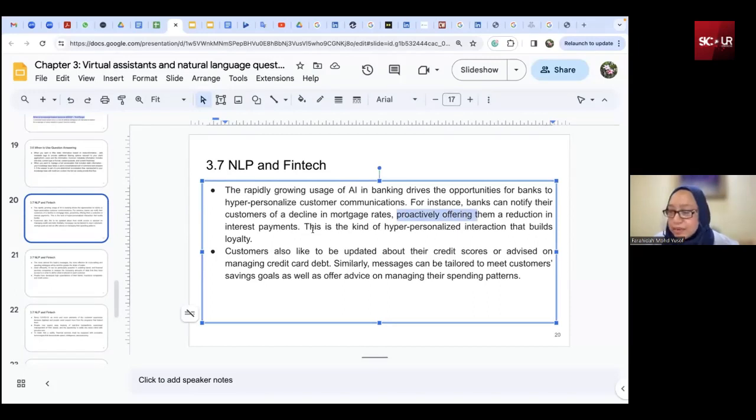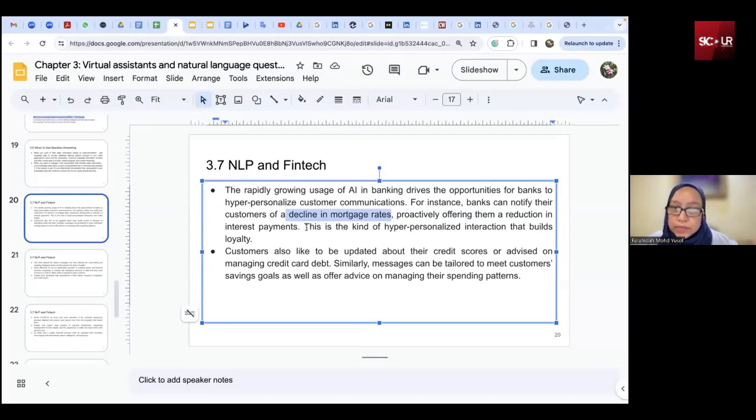Ni contoh lah macam tadi I cakap, dia call I untuk suruh bayar kan. So just a reminder. Lagi apa? Mungkin nak introduce new mortgage rate, dia hantar email, dia blast email. Yang email tu mungkin manusia hantar just a template and then dia blast kat semua orang, the clients kan. Proactively offering them a reduction in interest payment.